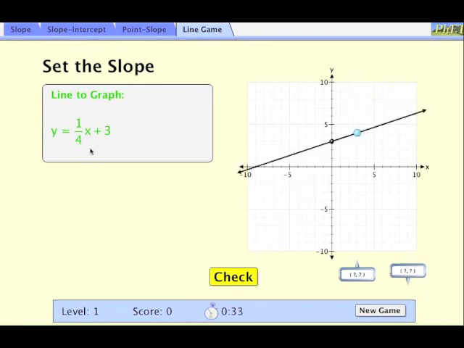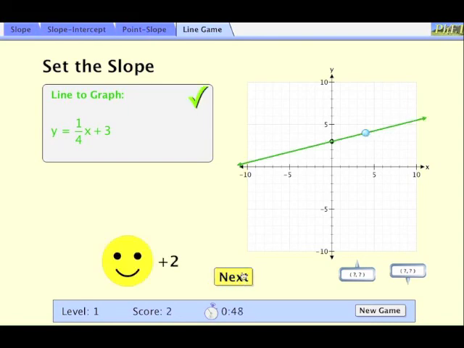We want to graph the line that has this equation. The way to do that is to place this point such that the slope of the line is 1/4. So we rise 1, run 4 units. Check to make sure that this is correct, and it is.